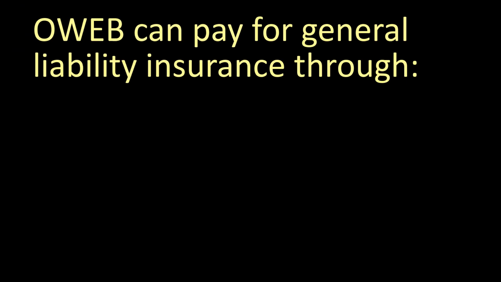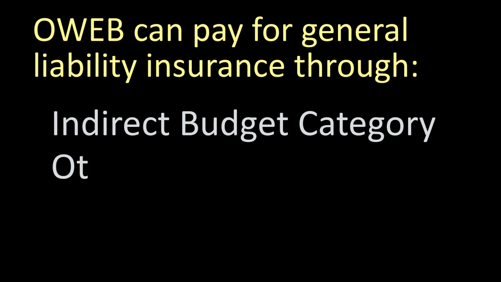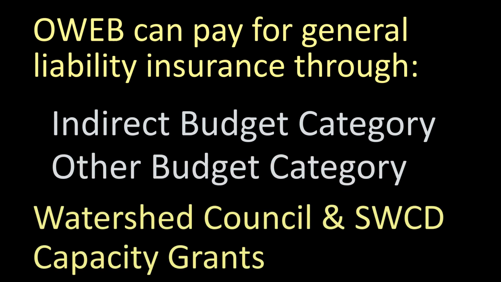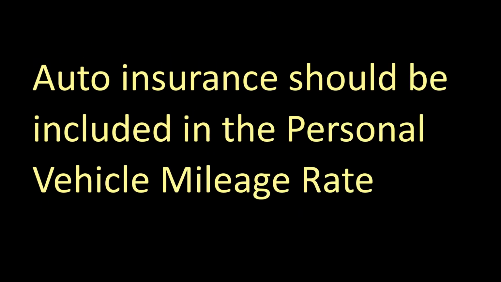OWEB can pay for general liability insurance costs through our indirect budget category or through the other budget category on Watershed Council and SWCD capacity grants. Remember, however, that auto insurance is figured into the personal vehicle mileage rate and should be covered as part of that rate. Some projects may require additional insurance.